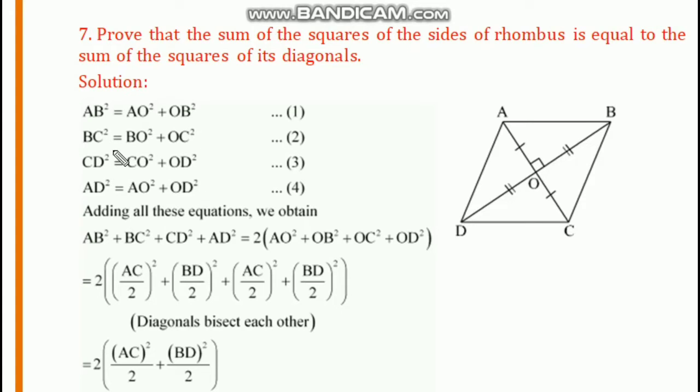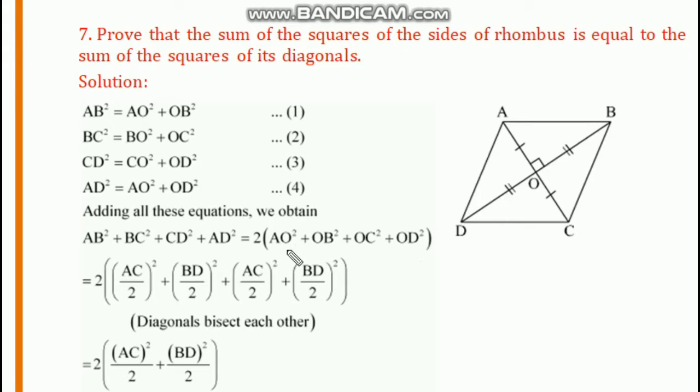Then only we can prove that the sum of squares of all the sides is equal to the sum of squares of their diagonals. If we add the right hand sides, for all the diagonals, AO square, OB square, OC square, OD square are repeated two times. So I took 2 times OA square plus OB square plus OC square plus OD square.